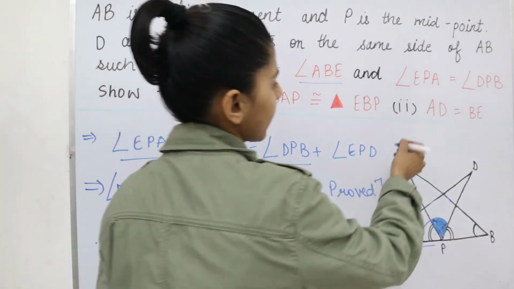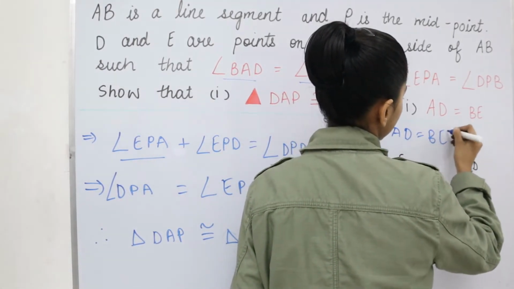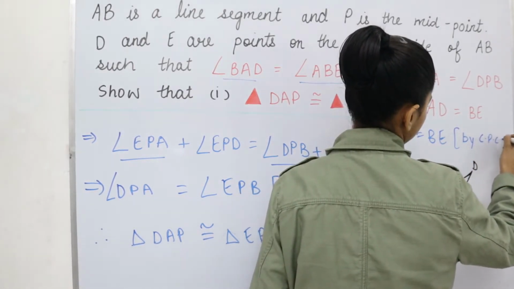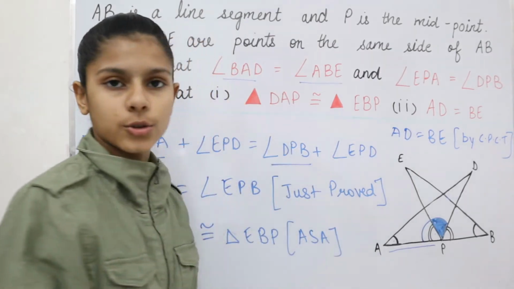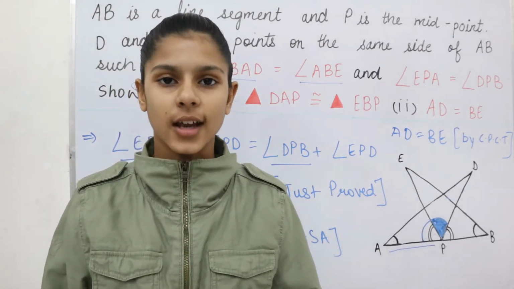So here we can write the second part I am doing here, AD is equal to BE, and in the bracket we will write the reason, by CPCT. So they are also equal. So this was all about this question. Now let's move on towards our next question.